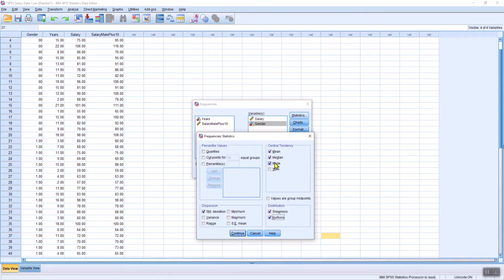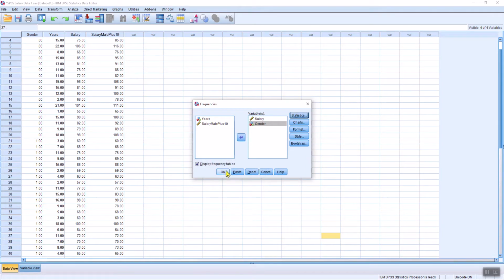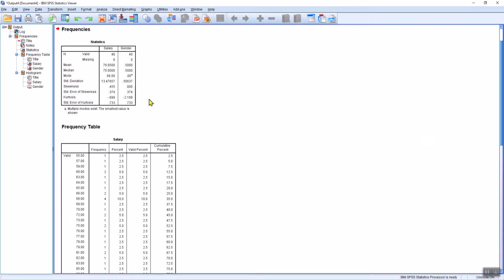So we click our optional choices here. I like to use mean, median, mode, standard deviation, skew, and kurtosis. Hit continue and then hit OK. And we get an outcome here. Here are the basic descriptive stats for the mean, median, mode for both salary and gender. Gender is split. It's 0.5 because half of the people are male, half of them are female.